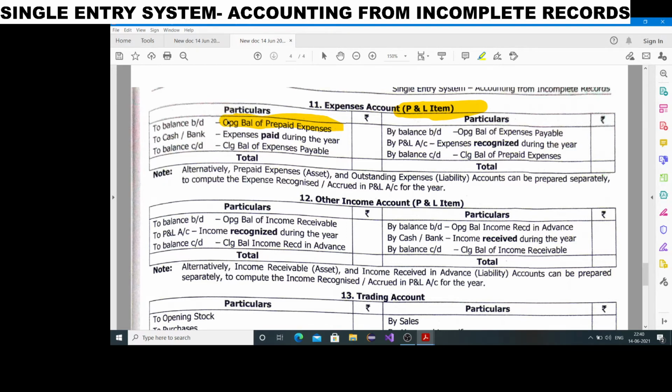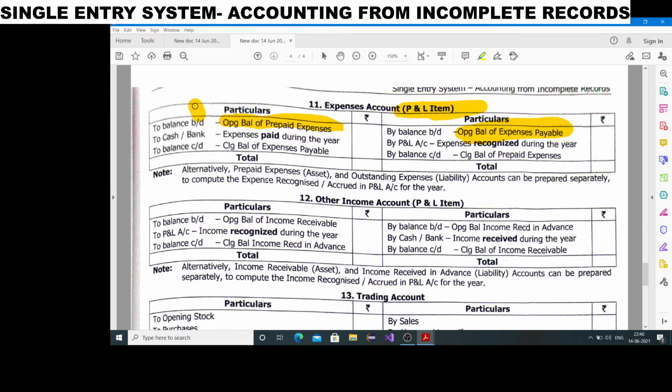which was paid last year, but paid for, for example, 6 months during the current year, paid for the current year, which is paid well in advance. So to balance brought down, this is the opening balance of prepaid expenses, right? And this is expenses payable, the outstanding balance liability.